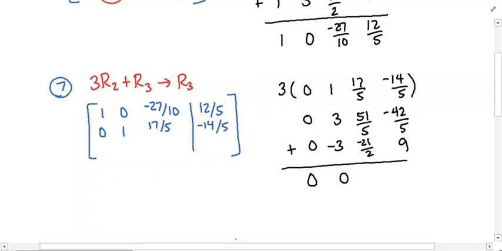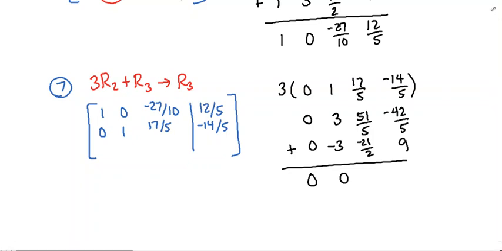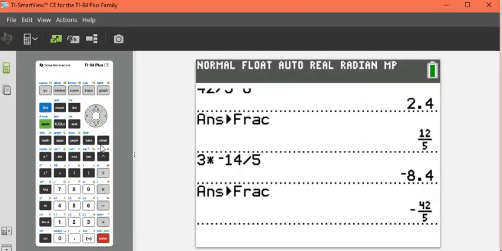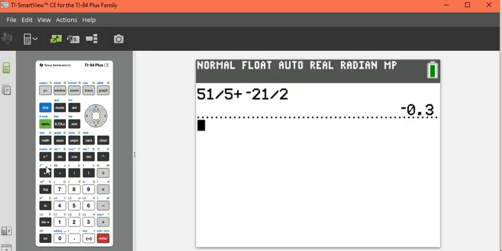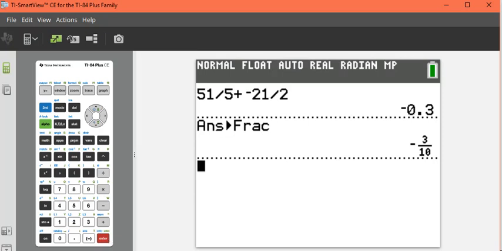So we're going to have 51/5 plus a -21/2. Let's see here. We're going to have 51/5 plus a negative, what is it, 21/2? Yeah, 21/2. And there we go. Convert this to a fraction. So we're going to get -3/10.